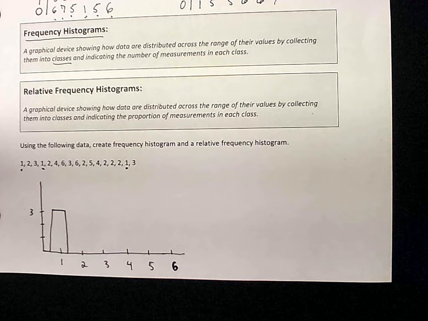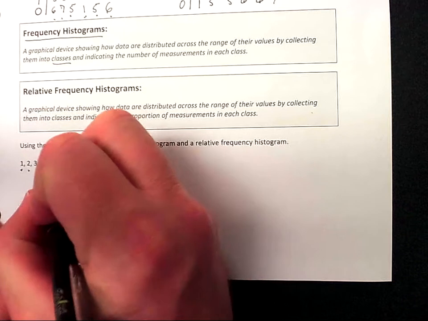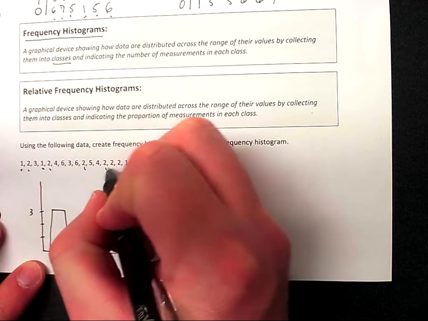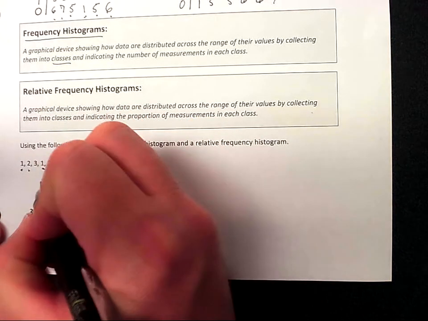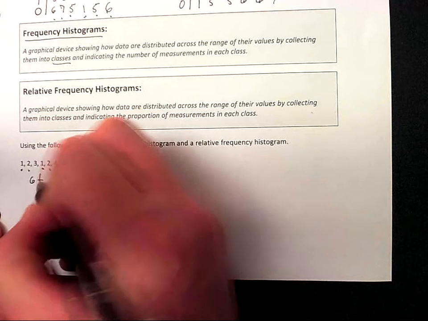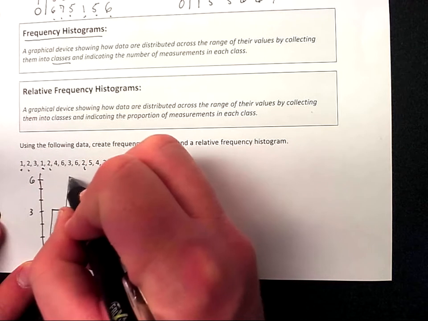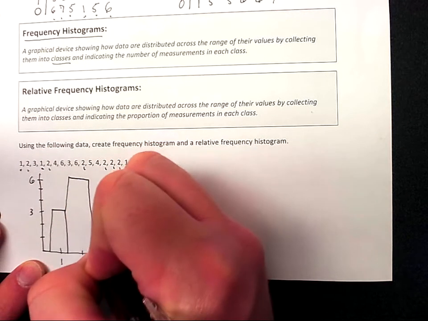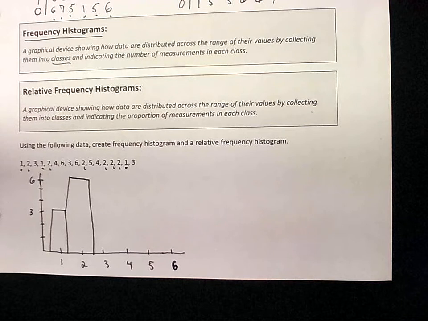What's the frequency of the number 2 in this data set? 6. We have 1, 2, 3, 4, 5, 6. So all the way up to here. I'm going to go up to 6. Everybody get the gist of what we're doing up here? All right, then how about you guys complete this frequency histogram for the rest of the data?